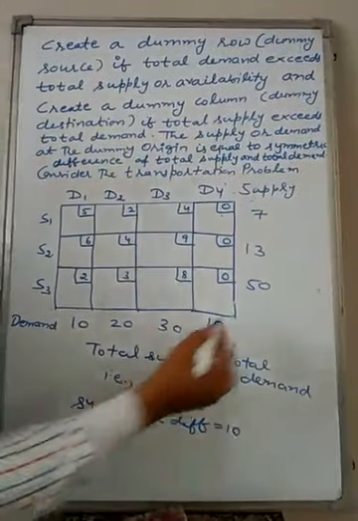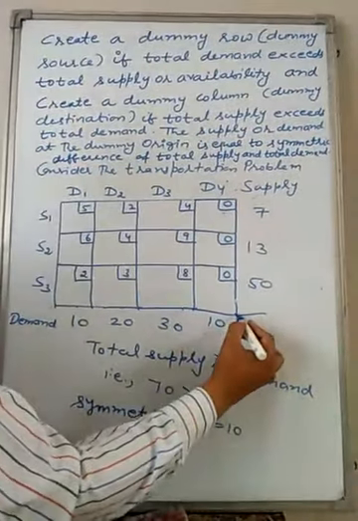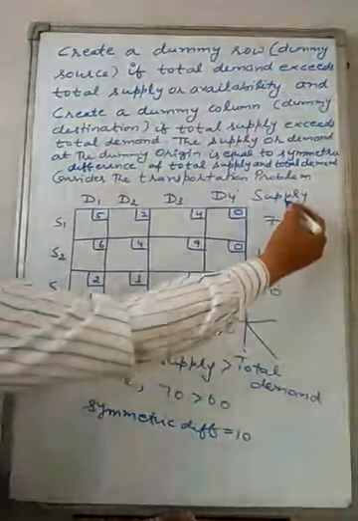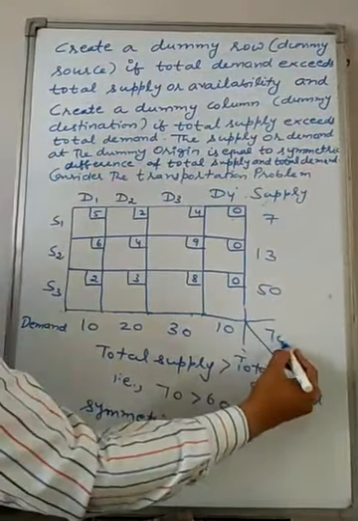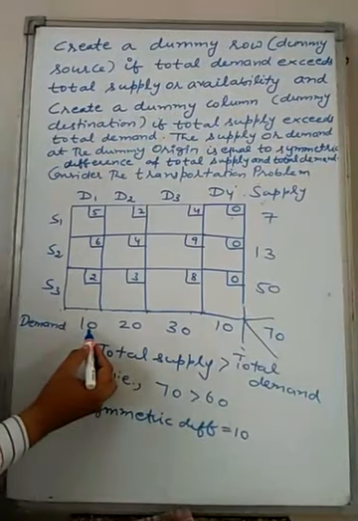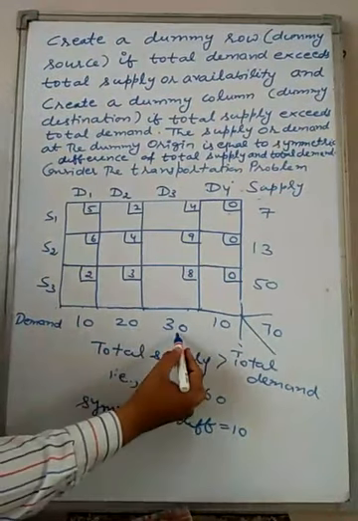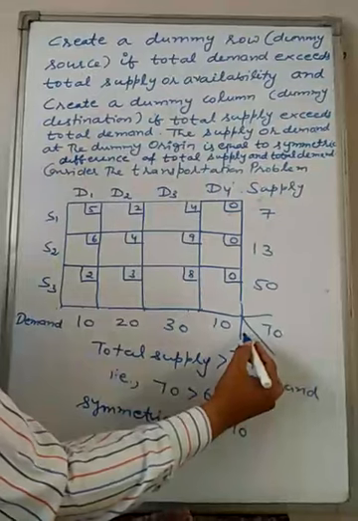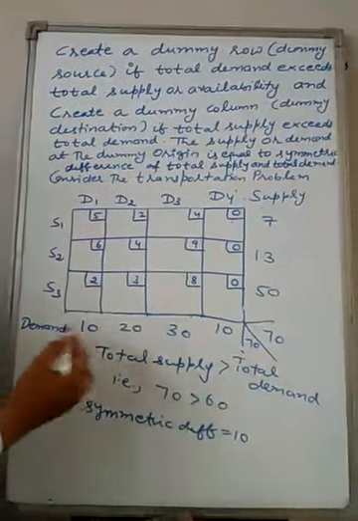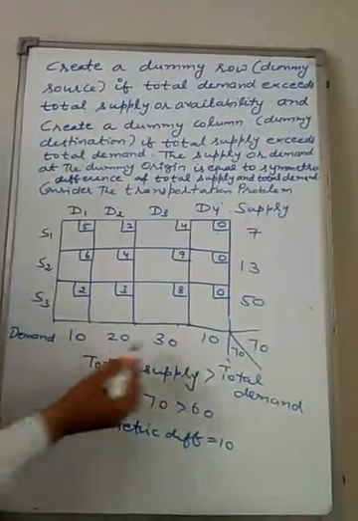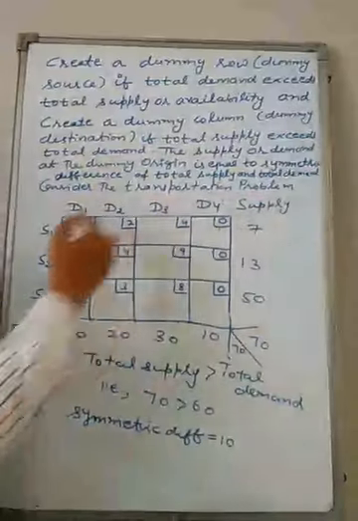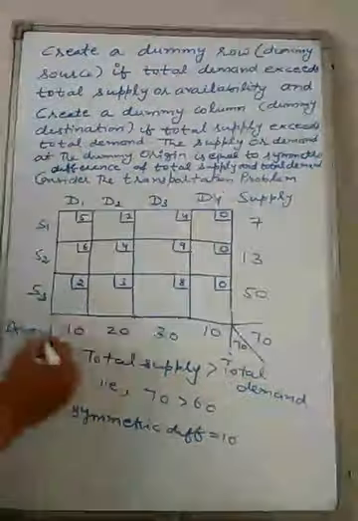Now we will check. Total supply is 7 plus 13 plus 50, that is 70. Total demand is 10 plus 20 plus 30 plus 10, that is 70. Now, as total availability or total supply is equal to total demand, therefore this becomes the balanced transportation problem.